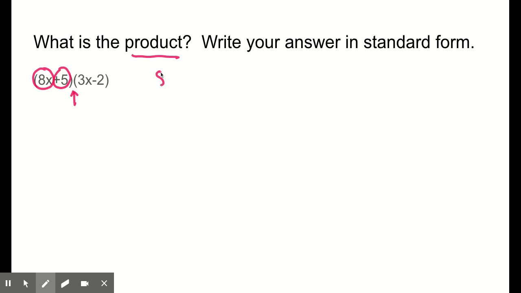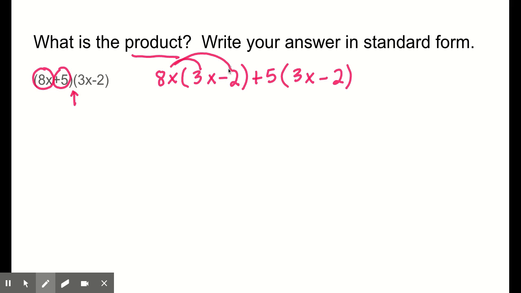So we rewrite it as 8x times 3x minus 2 plus 5 times 3x minus 2. So this is what I refer to as double distribute. We break apart the first binomial and we double distribute to the second binomial. So we have to distribute this 8x, and that's going to give us 24x squared. Remember, x times x gives us x squared. 8x times negative 2 is negative 16x.